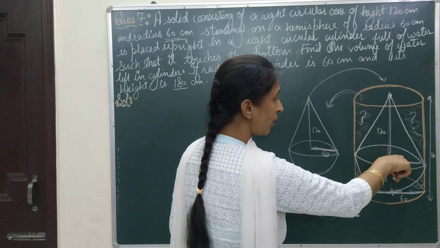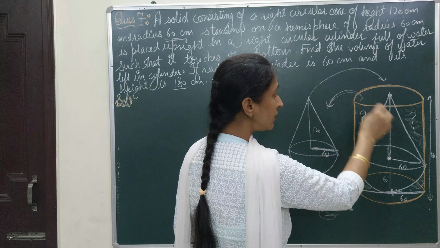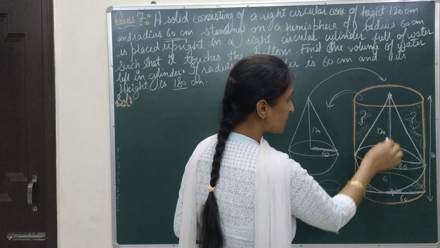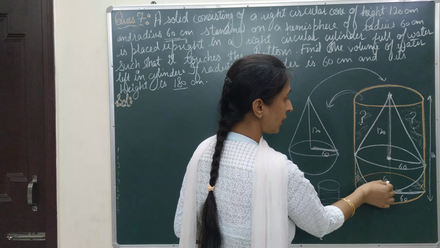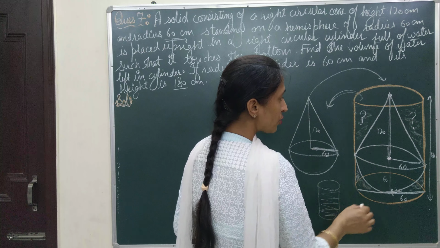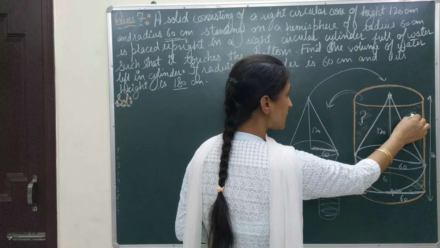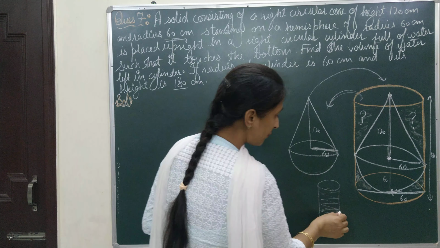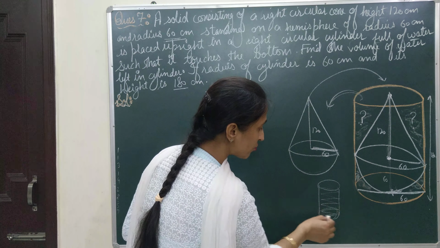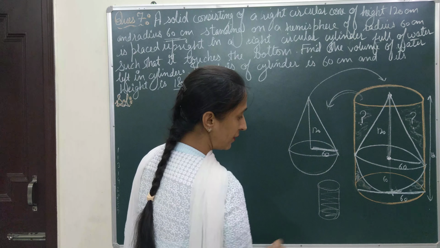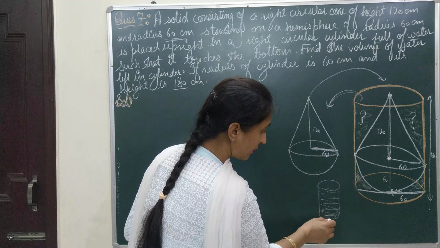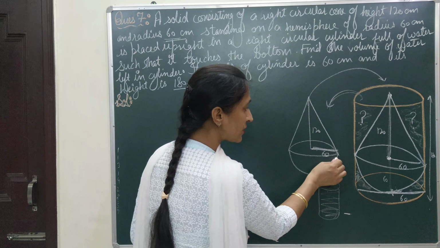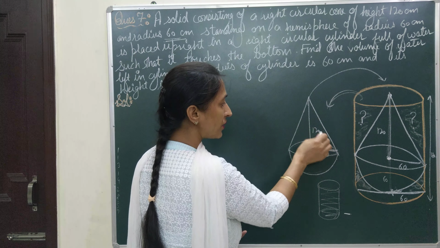When these things fall here in the cylinder, they will take some position, they will take the space. So some space is covered by these two things, hemisphere and cone. So some space is still left, and that space is containing the water. So what I will be doing, I will be finding how much water was there earlier in the cylinder. Then out of that cylinder's volume, I will be subtracting the volume of this hemisphere and the volume of this cone.